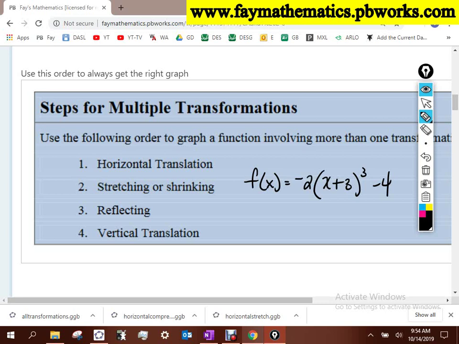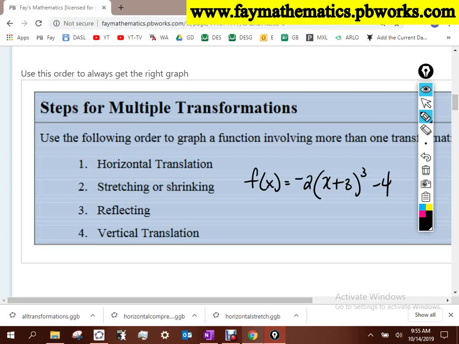Okay? Now, the one thing that happens is that when you have a vertical translation and a reflection together, here's the idea: a reflection is dependent on a vertical translation. So in order to remove that dependency, if we do the reflection first, we don't have to worry about the dependency. Okay? And I'll show you an example of this tomorrow.